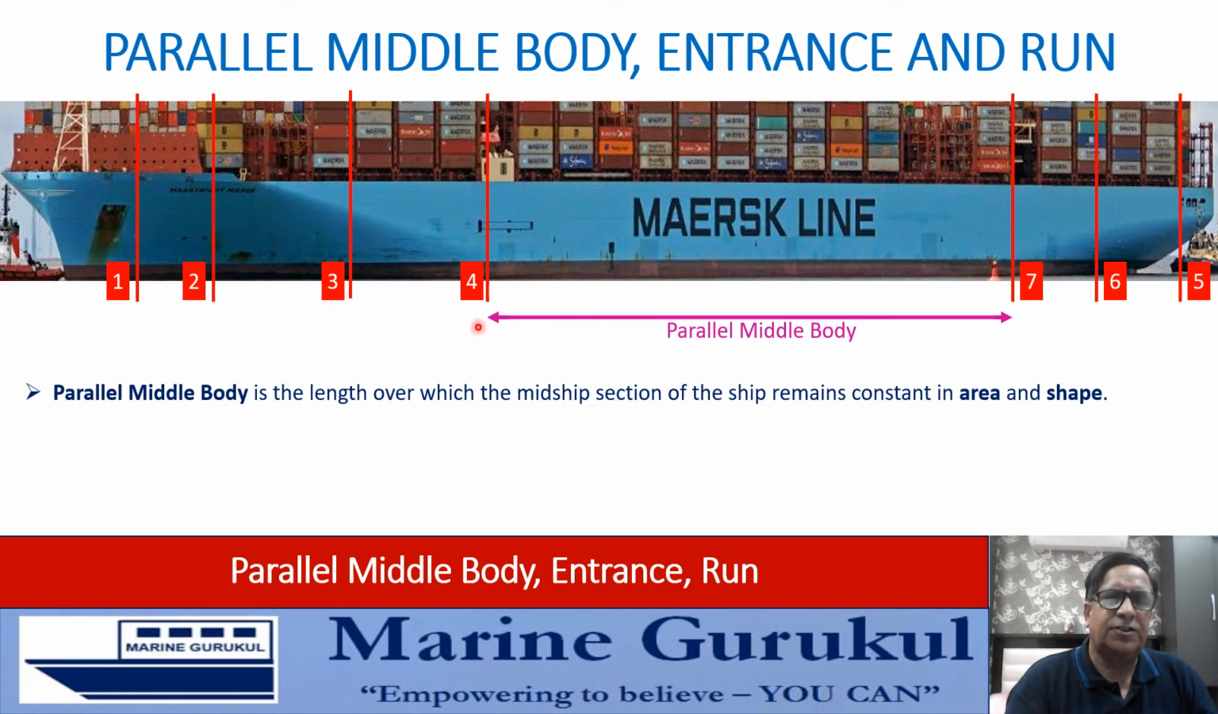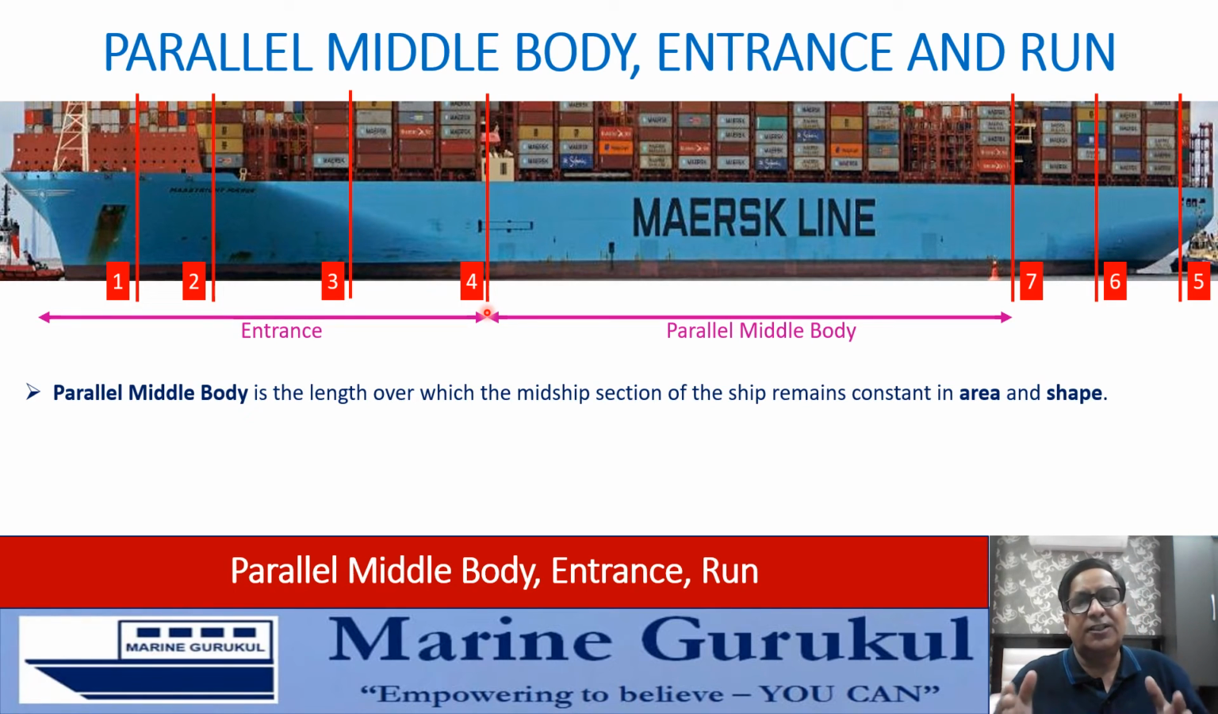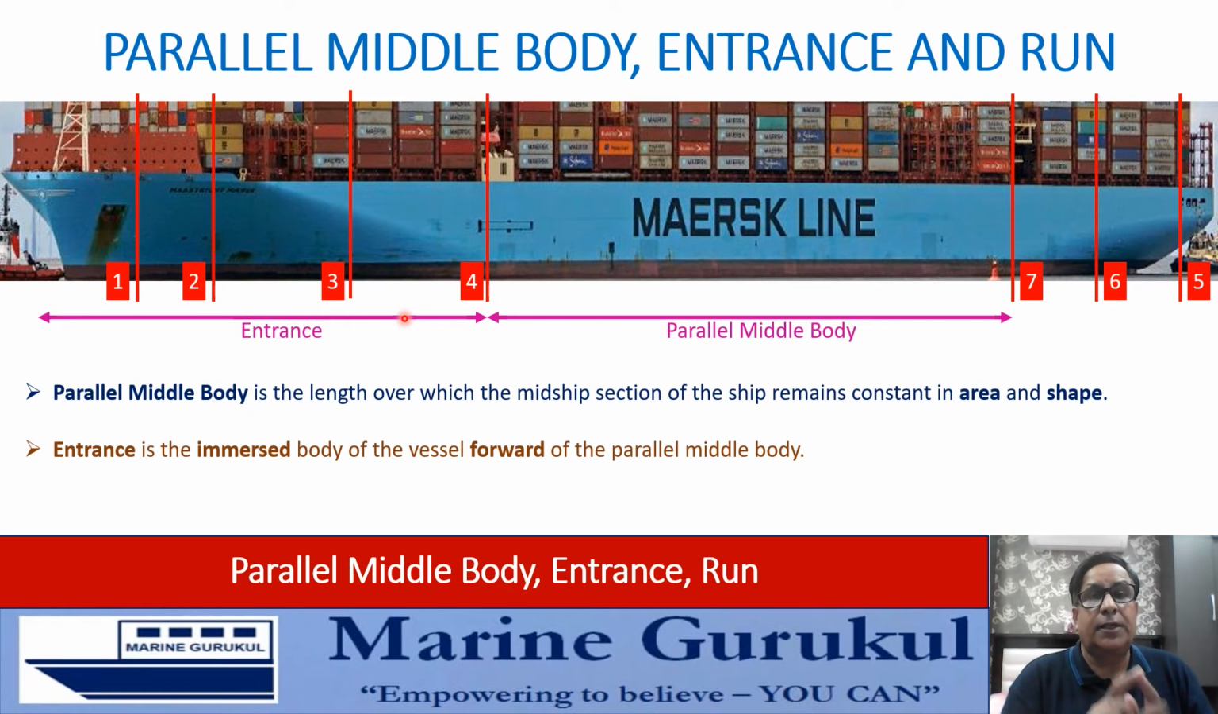Now this length of the ship forward of the parallel middle body in the bow region, where the cross-sectional area was changing from stem to this place, station number 4, is what is called the entrance. Why? Because it is this part which cuts through the water, and it's as if it is entering the water. So this is what is called the entrance. So entrance is the immersed body.